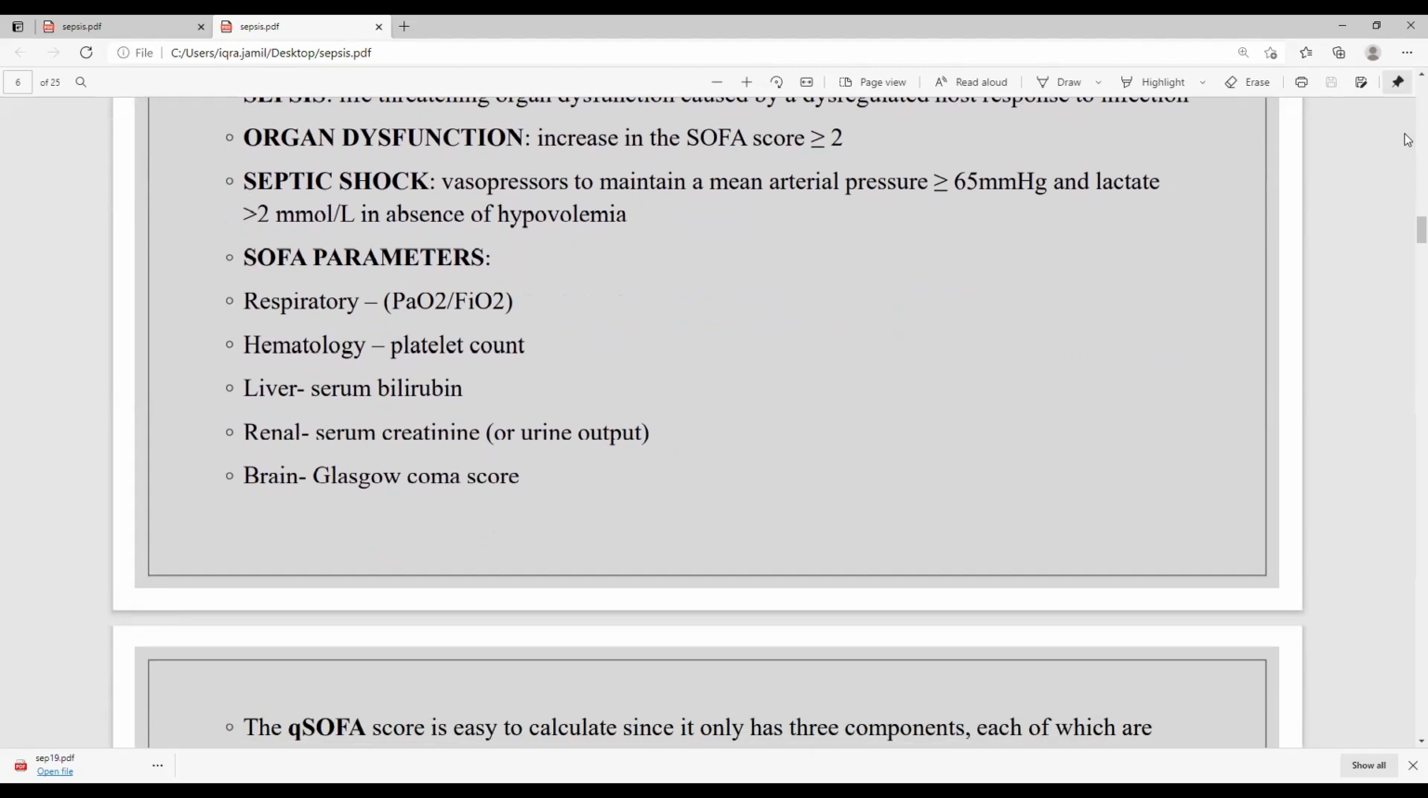These parameters are respiratory: PF ratio, and I will share the full article, so all detail will be present over there. For the PF ratio, there will be 3 or 4 numbers for this score. Hematology: platelet count will be observed. Liver: serum bilirubin. Renal: serum creatinine level or urine output. Brain: Glasgow coma scale.